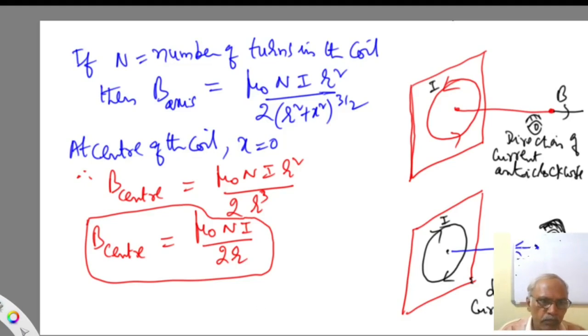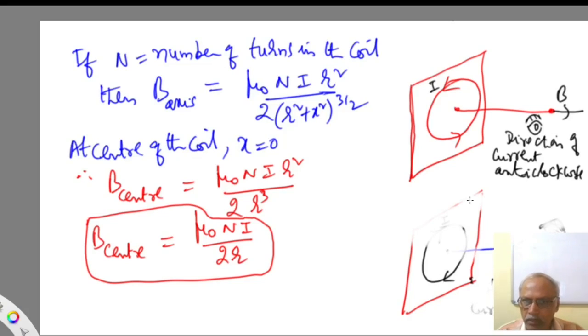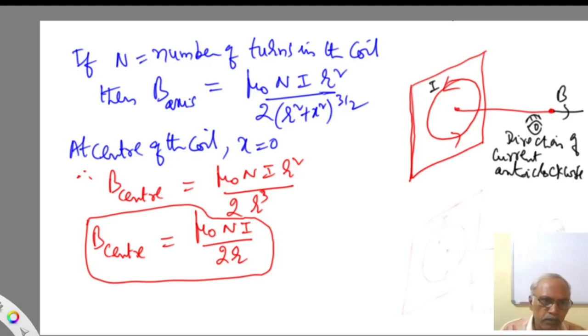Correct. I'll draw this figure somewhere else because it won't be visible there. Wait. If the direction of current is anti-clockwise, that side of the coil behaves like a north pole. Okay, I'll draw the diagram.